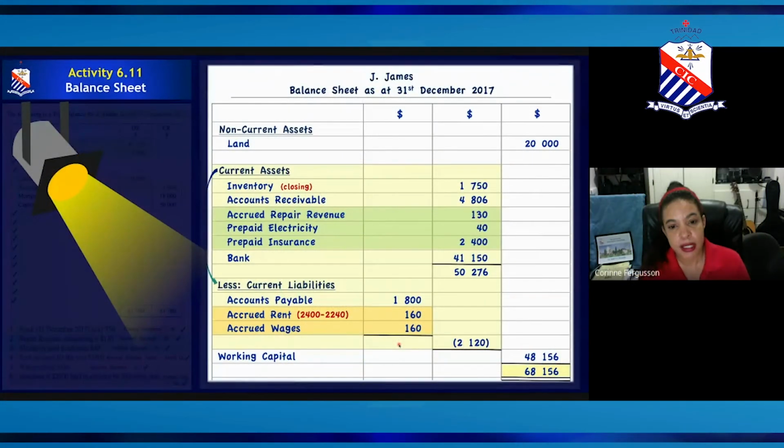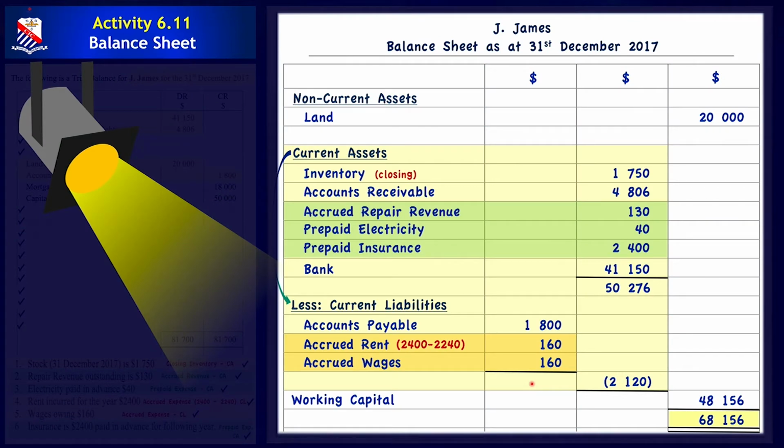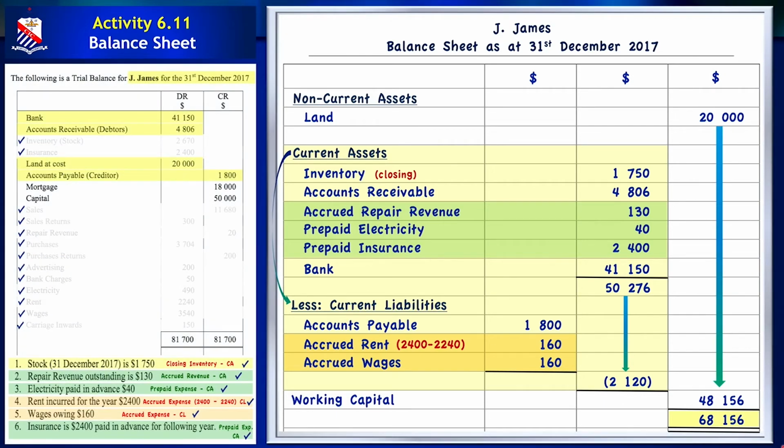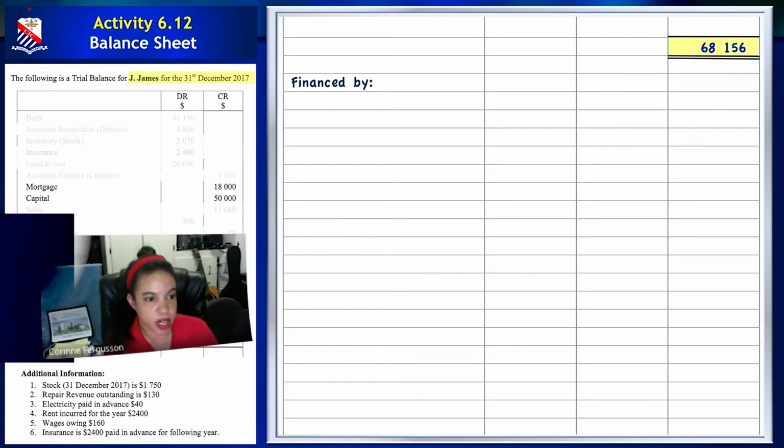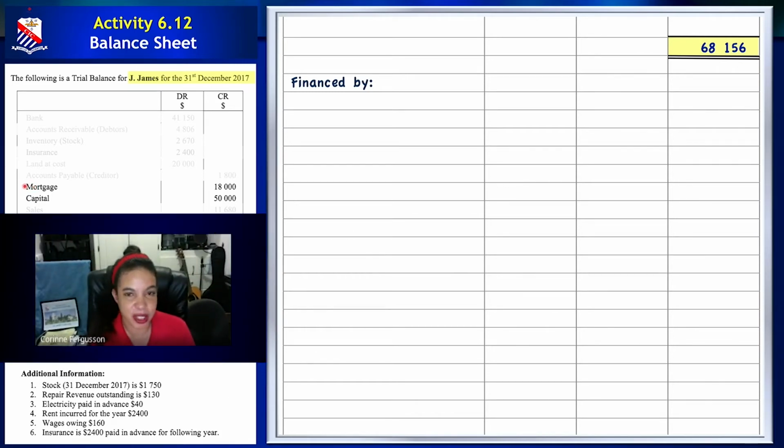So there we have it. Current assets, current liabilities is the new section, and the section that deals with accruals and prepayments. These were the accruals and prepayments in green and in orange, but that's as simple as that. Okay, so we just move on to the next part. The second part would be your financed by. And if you look over here at our trial balance, you would see we only have two more things left. Right, we have basically dealt with everything.